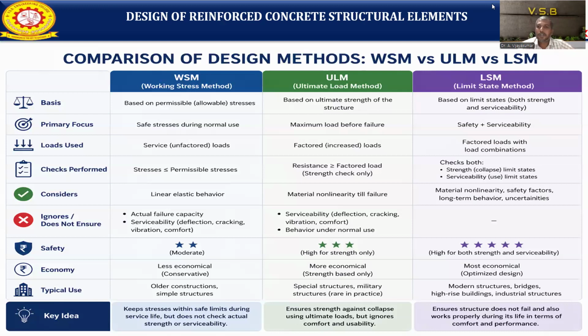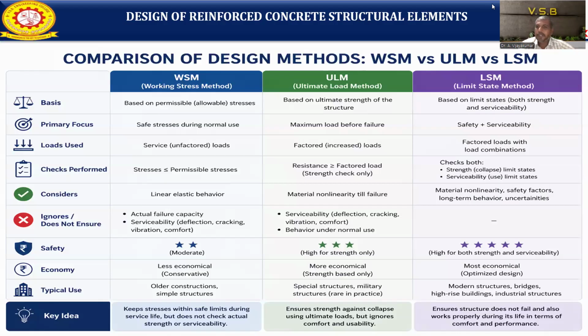Okay, what we are going to consider in the working stress method is that material behavior is elastic, that is Hooke's law. Okay, but in the ultimate load method, the material is non-linear until failure. That is, the curve should be non-linear up to the maximum load. What is the maximum load we are taking, that we need to consider.